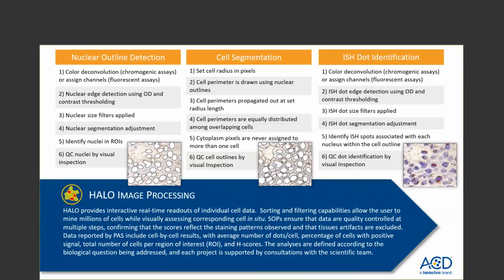The data is reported as cell-by-cell results with average number of dots per cell, percentage of cells with positive signal, and total number of cells per region of interest. And finally, as an H-score. With years of experience and having developed and built, beta tested some of the modules for ISH identification, our image analysis experts already have pre-identified settings to give them a head start and provide this data to you in a timely fashion.